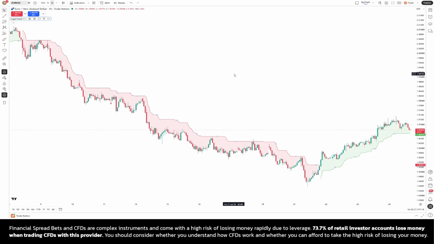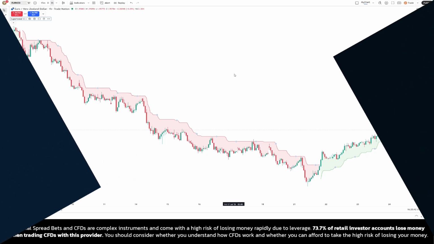A practical way to use Supertrend is as a confirmation tool. If price is above the Supertrend line and the line is moving below price, the broader bias may remain bullish. If price is below the line and the line is positioned above price, the broader bias may remain bearish. This can help traders avoid taking setups that go directly against the active trend.